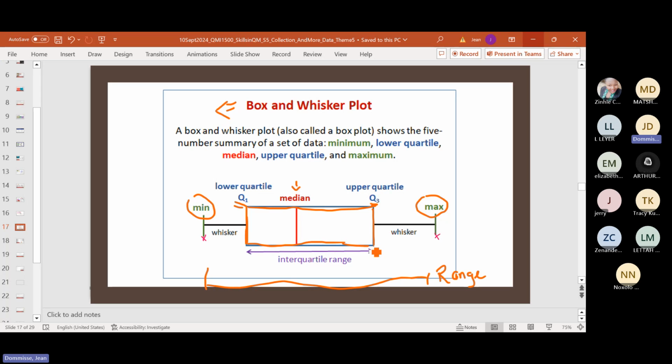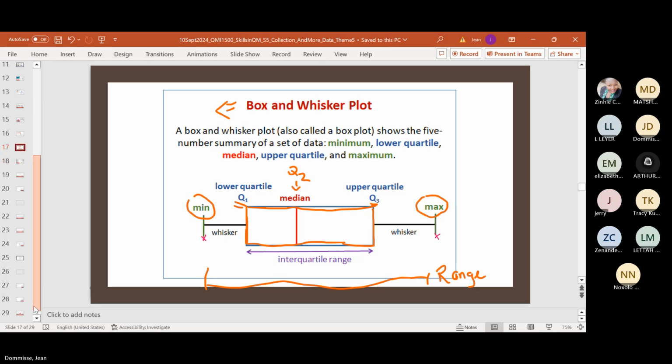And then what they normally do is to say, okay, well, look at it nearly as the face of a cat. On the one side, there's a whisker that goes to the minimum. On the other side, there's a whisker that goes to the maximum. But basically, in the summary, you've got the minimum, you've got Q1, you've got Q2, you've got Q3, and you've got your maximum point.